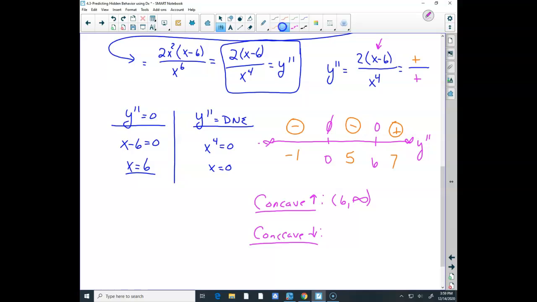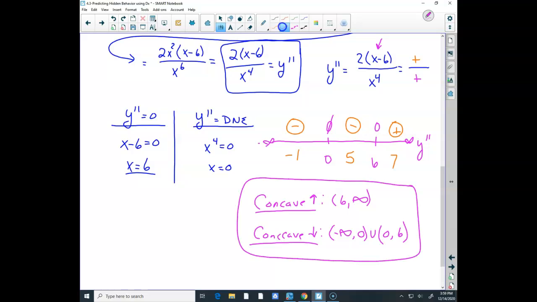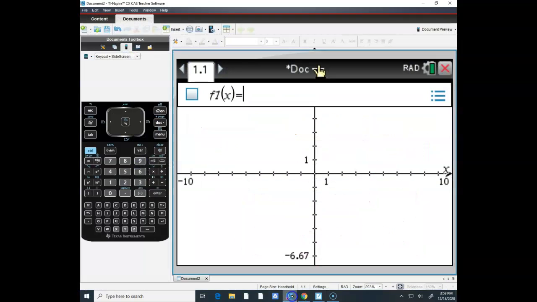Well, when am I concave down? I'm concave down from negative infinity all the way up to 0, union with 0 to 6. Okay, so I can find these intervals of concavity. And actually, I'm going to leave it up to you. I would encourage you to go back and look at this.